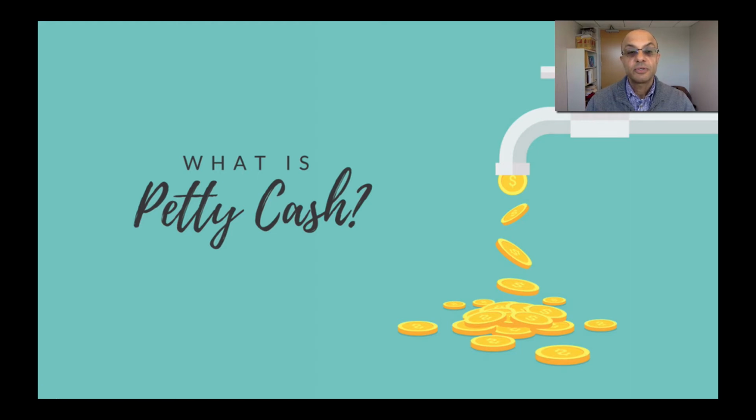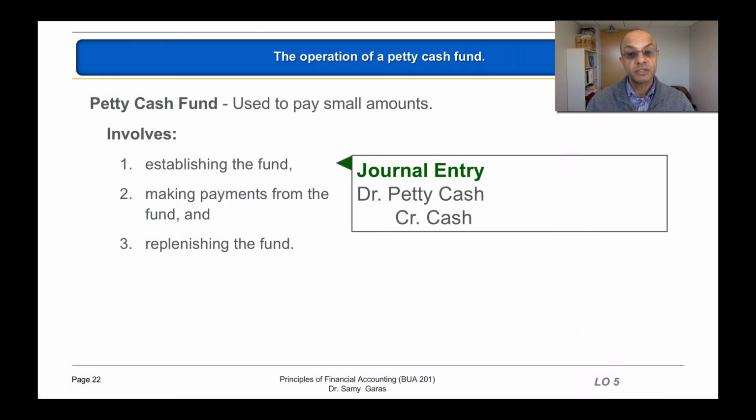Hi there, in this video we are going to talk about petty cash, which is an account we create for small expenses. And to create the petty cash fund, we usually make one journal entry where we debit petty cash and credit cash. And in this journal, we set aside a certain amount to be used for small expenses.